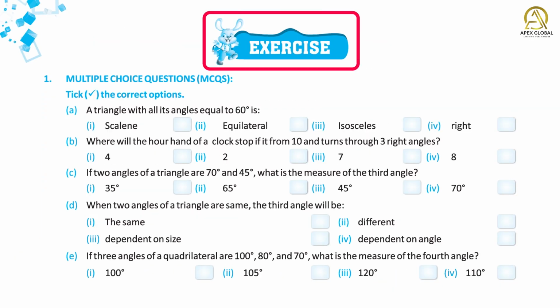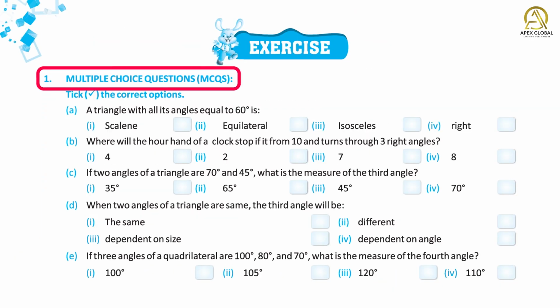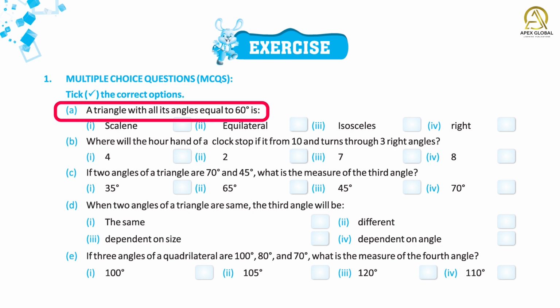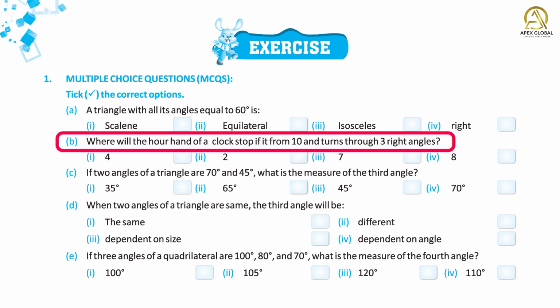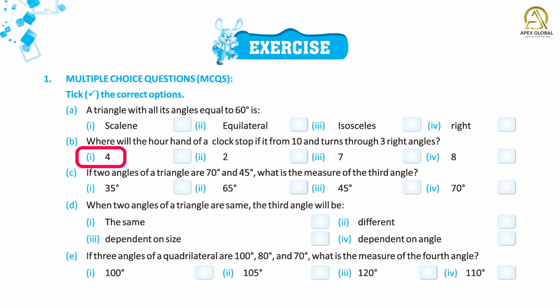Exercise. Question 1. Multiple choice questions. Tick the correct options. A. A triangle with all its angles equal to 60 degrees is: first, scalene; second, equilateral; third, isosceles; fourth, right. Solution. Second, equilateral. B. Where will the hour hand of a clock stop if it starts from 10 and turns through three right angles? First, 4; second, 2; third, 7; fourth, 8. Solution.